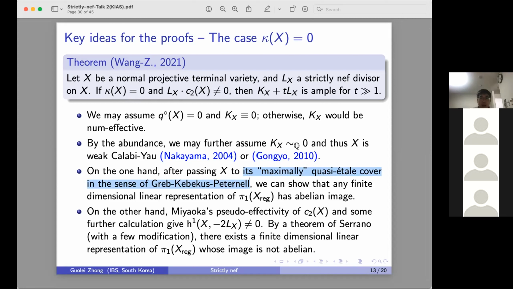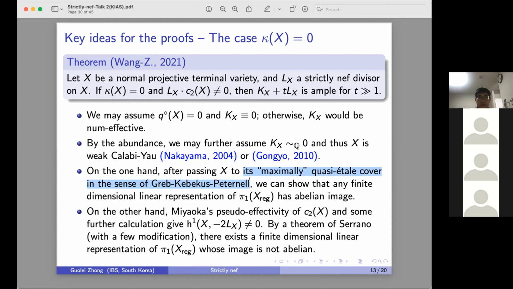You say you take the maximal quasi-étale cover, but your X is Calabi-Yau, right? K_X is Q-torsion. So first, right, you are right. First, we need to take the global index 1 cover. Then we further take the maximally quasi-étale Galois cover. You try to remove the abelian variety part, right? Then it is something like a strict Calabi-Yau, right? Yeah, you can imagine like this.